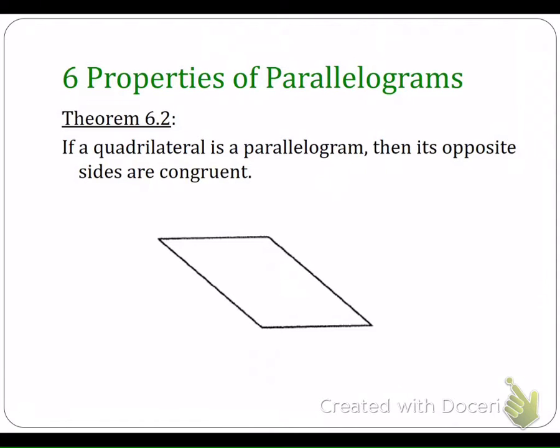The next one. If a quadrilateral is a parallelogram, we also know that the opposite sides are congruent. So they're parallel, that's with the arrows. They're also the same length. So they're congruent. So on the next box, mark them as being congruent. So the ones across are going to be parallel and congruent.